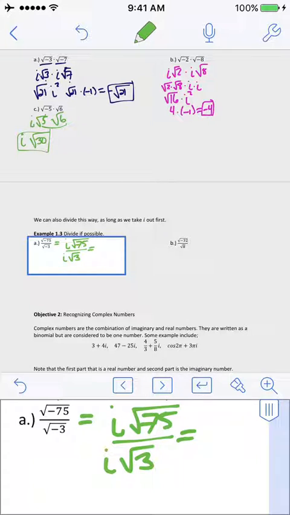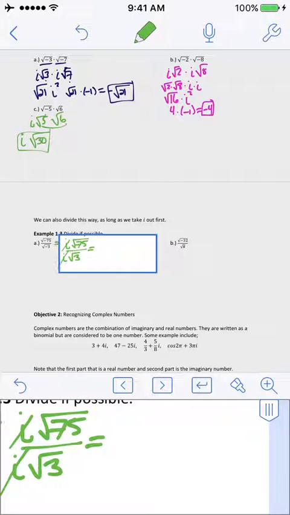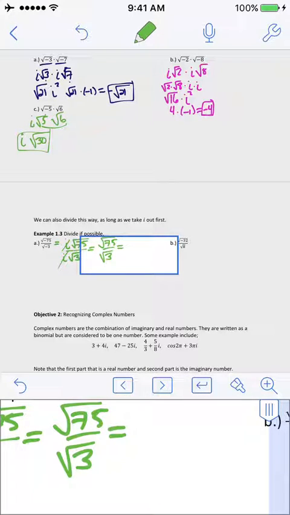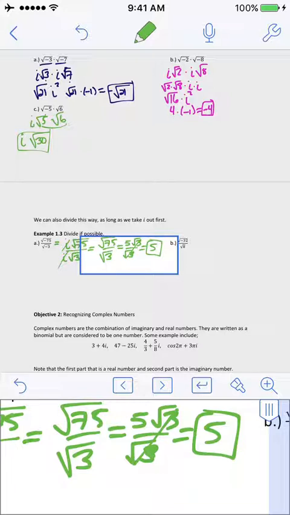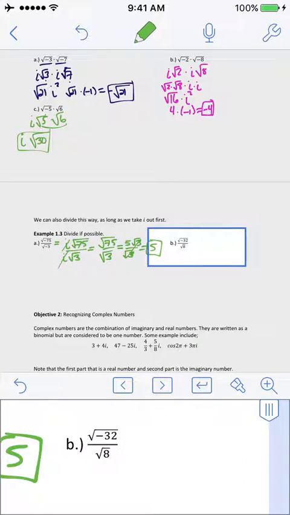Well, I've got an i divided by an i, and those follow the rules, so they cancel. I get the square root of 75 over the square root of 3. 75 is 5 root 3, because it's 15 times 5, and then 5 times 5. So that's 5 root 3 over root 3. Cancel, I end up getting just a whole 5. So that's cool. That whole thing ended up being 5, right? So using i helped us bring two imaginary numbers back into the real realm and even into the whole number realm.